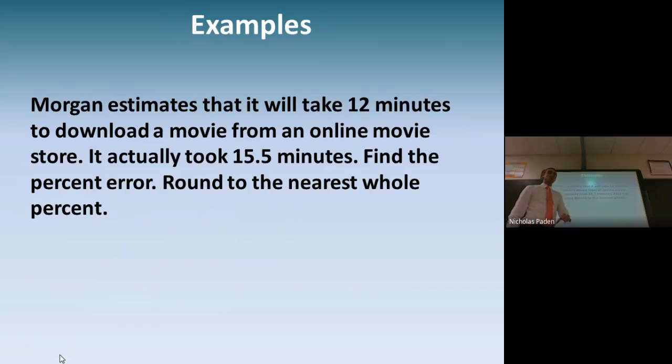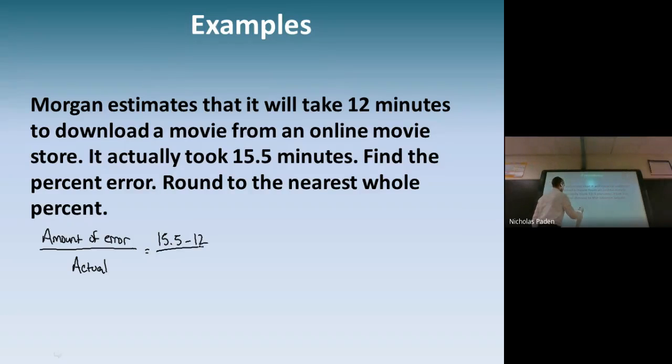rounded it to a percent, or we made it a percent, and then we rounded it to the nearest whole number. We'll do the same thing for this one. So in this case, once again, we want amount of error, and that's going to be over the actual amount. So the amount of error would be found by subtracting. So 15.5 minus 12. And that's going to be over what the actual amount was. It actually took 15.5 minutes. So over 15.5. 15 and a half minus 12 gives us 3.5 over 15.5.